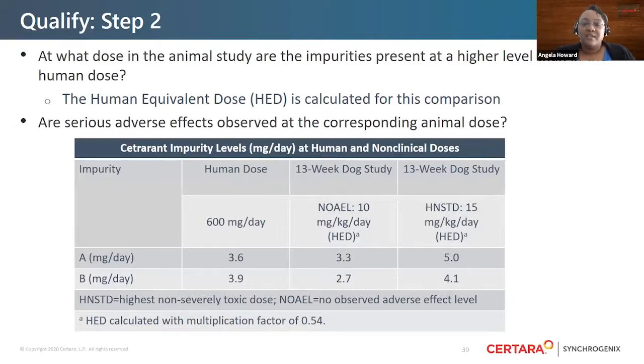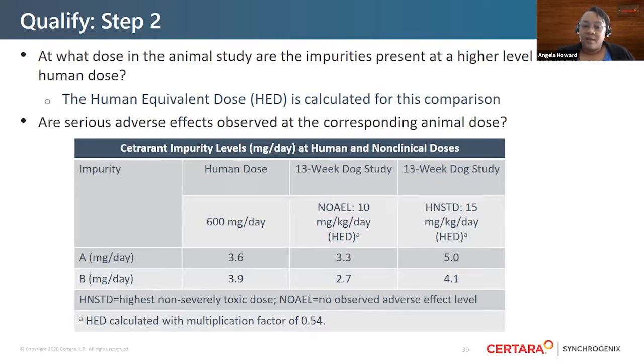And so we're looking to answer two questions here. The first is at what dose in the animal study are the impurities present at a higher level than the human dose? And so we're going to use the human equivalent dose in order to make this comparison. And then the second question that we'll look to answer is, were there serious adverse effects observed at that corresponding animal dose? So if you turn to the table, you can see that we have impurity A and impurity B, and the human dose we talked about earlier is 600 milligrams per day. And that gives us 3.6 milligrams per day of impurity A and 3.9 milligrams per day of impurity B.